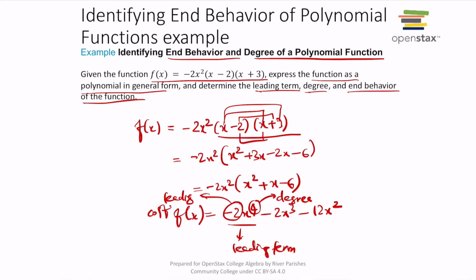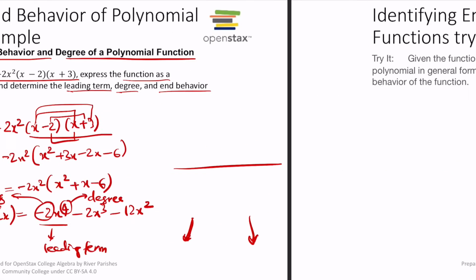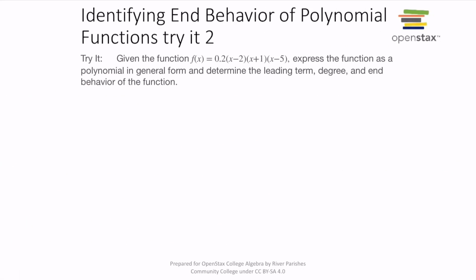Now how to determine the end behavior? Notice that the leading coefficient is negative, which means that the ends will be facing downwards. And notice the degree of the power is 4, so both ends will face downwards. If you take a graph, both ends will always be facing downwards. So this is how we can determine the end behavior. Use the same principle for this function here. Pause the video right here and try to solve this problem.